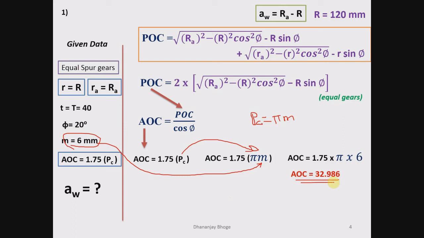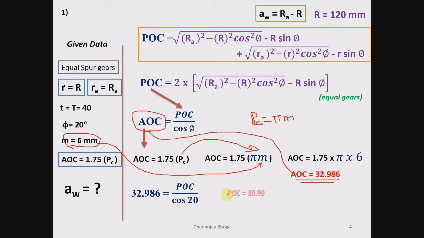Now what will we have to do after this? Tell me what we will do now. Substitute the arc of contact value here and find the path of contact. Find the value of POC, path of contact. Quickly. What value did you get? Very good, correct. So path of contact is 30.99.